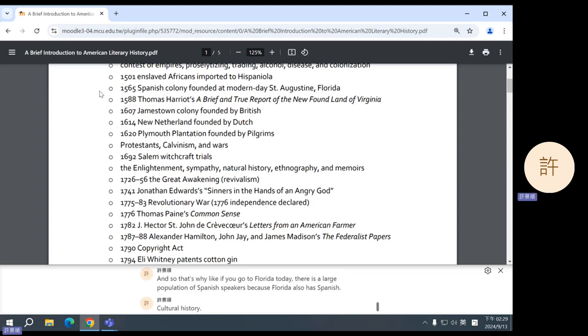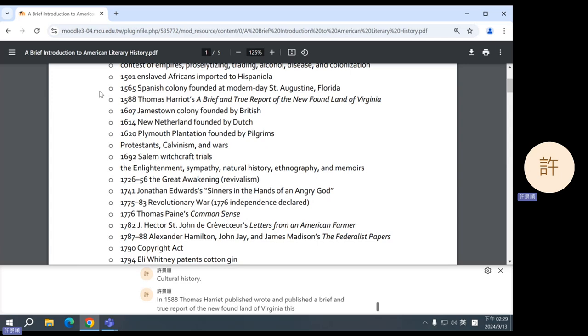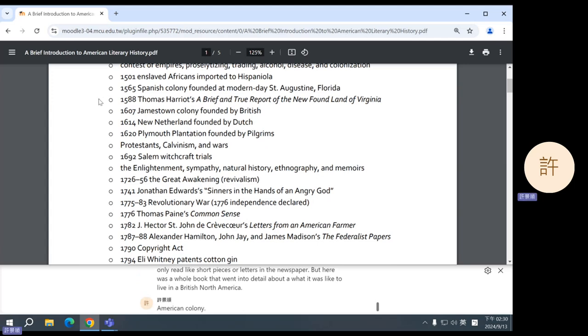In 1588, Thomas Harriot wrote and published a brief and true report of the new found land of Virginia. This was one of the earliest historical accounts of a British North American colony. And it was very influential in England. Before this, people could only read short pieces or letters in the newspaper. But here was a whole book that went into detail about what it was like to live in a British North American colony. Or in British North America.